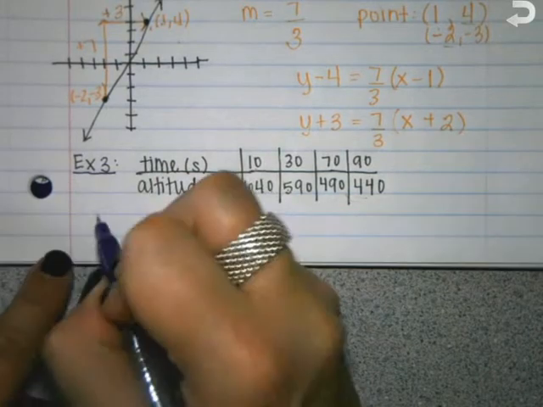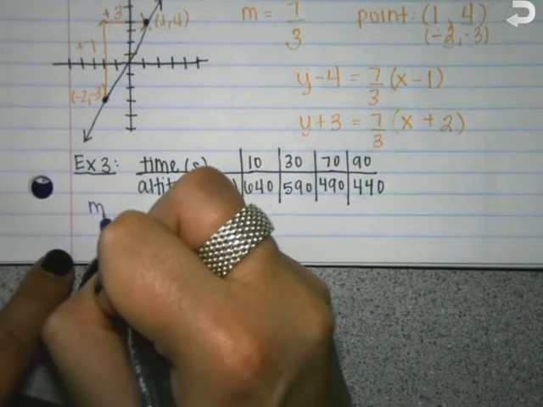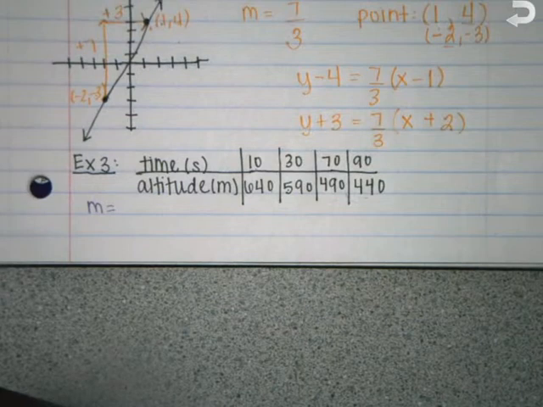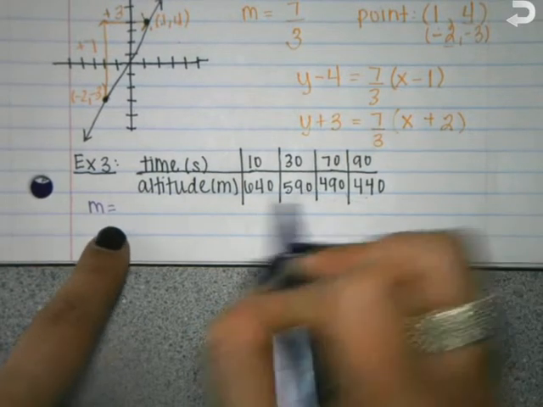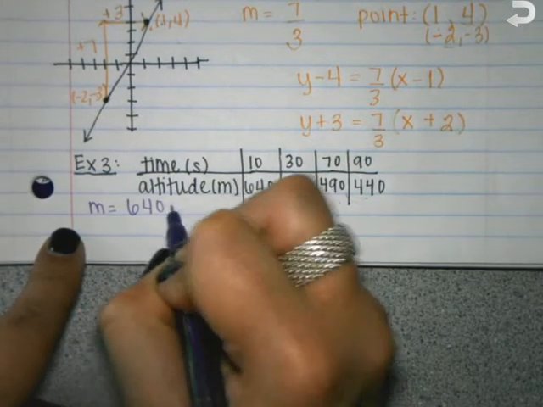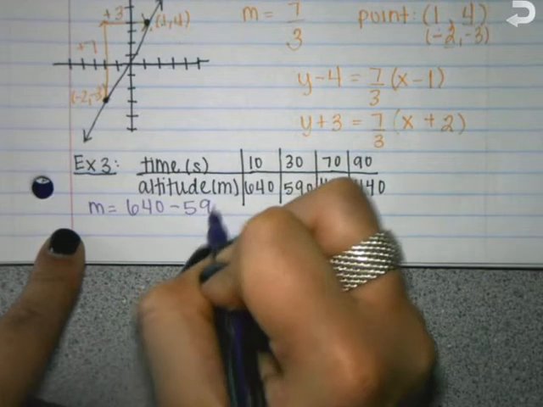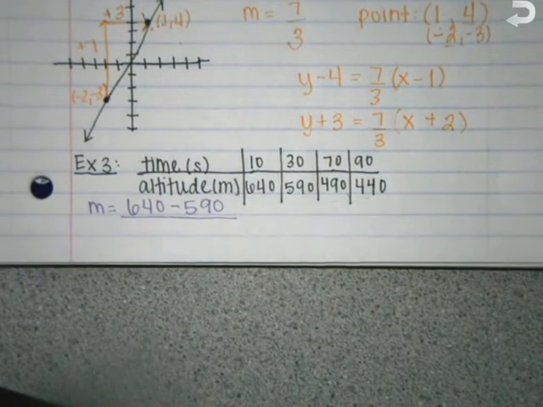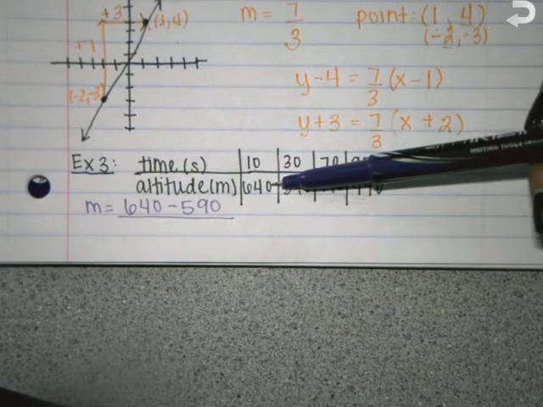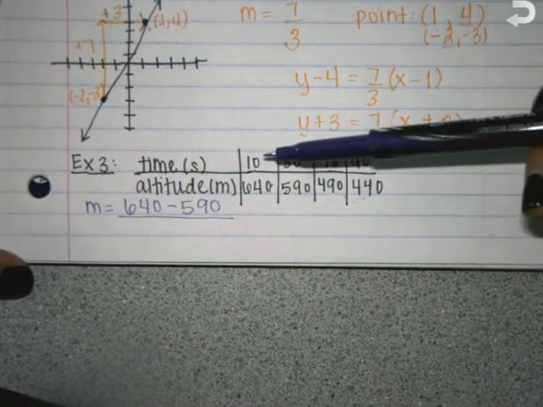So to find the slope, it's our change in y over change in x. We need to pick two y's to subtract. Which two y's do you want to use? 10 and 30? Okay, so let's do 640 minus 590, those are our y's, over, since I used 640 first, what value do I have to use first? 10 and then 30.